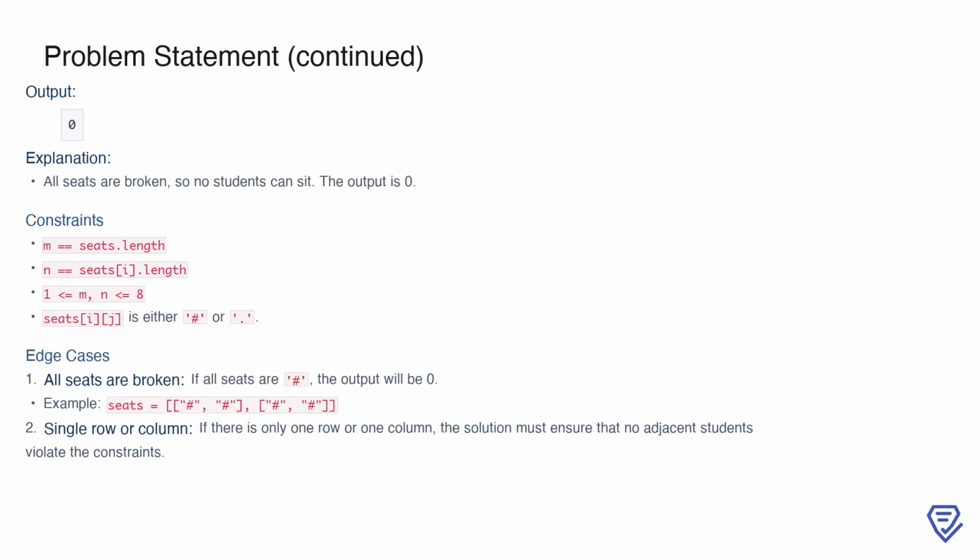In another example, consider the input seats equals, hashtag, hashtag, hashtag, hashtag, hashtag, hashtag, hashtag, hashtag, hashtag. The output here is 0. This is because all the seats in the classroom are broken, as indicated by the hashtag symbol in every cell. Since there are no available seats, no students can be seated. As a result, the maximum number of students is 0.